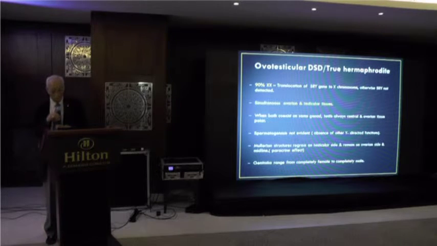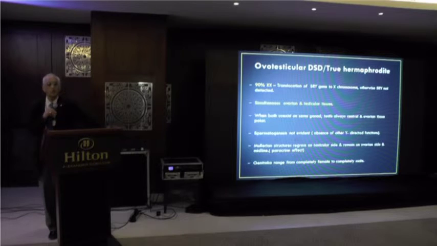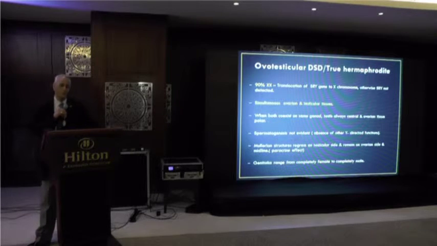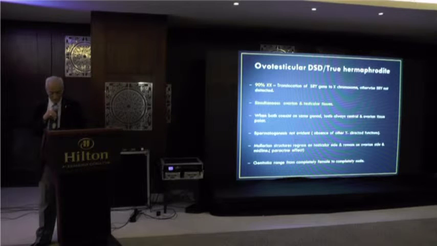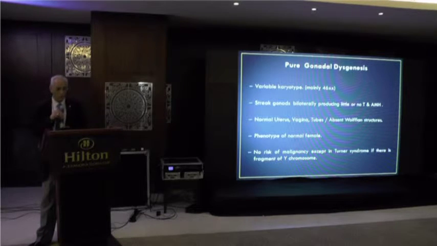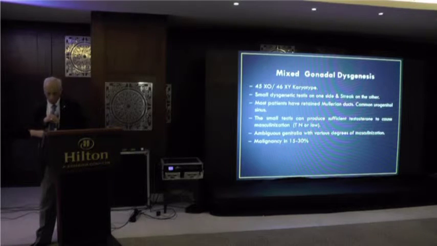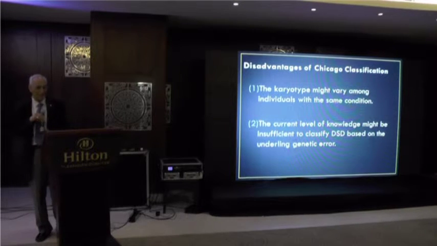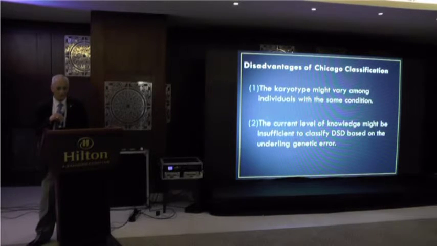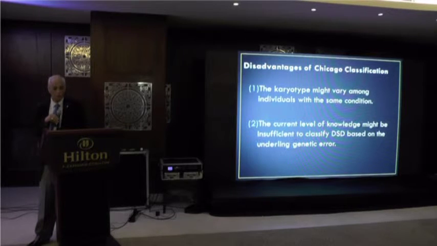Ovotesticular DSD, which has been called true hermaphrodite, most of the cases are XX, and they have ovarian tissue and testicular tissue, and most of the cases have one ovary on one side and the ovotestis on the other side. Pure gonadal dysgenesis has variable karyotyping, streak gonads bilaterally, normal uterus, vagina, tubes, phenotype normal female, so there is no ambiguity. Disadvantages of this classification is that karyotyping might vary among individuals in the same condition.